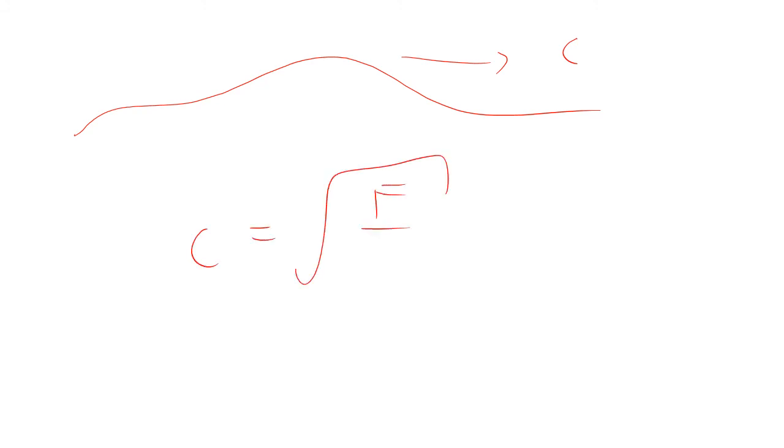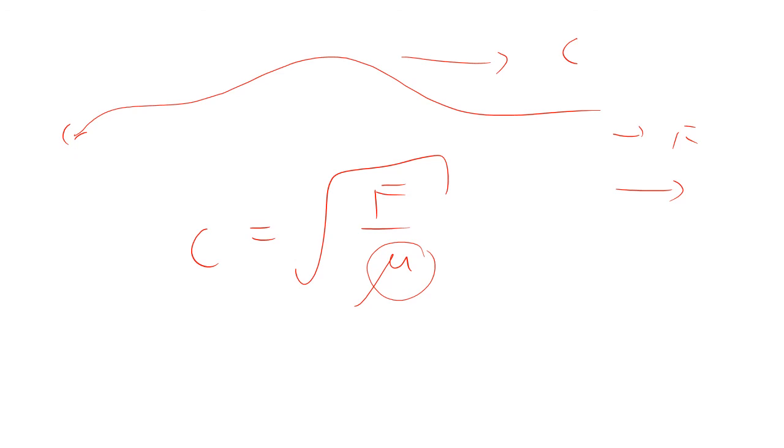So this thing is moving along at some speed, c equals the square root of F over mu. That means that if it's under higher tension, it goes faster. And if the rope is lighter, with less mass per length, then it's going to go faster.